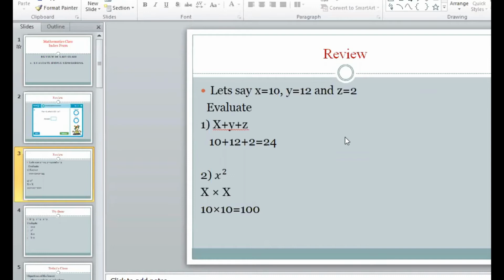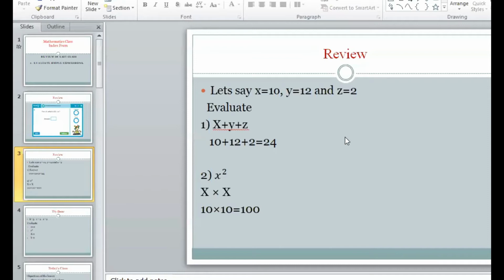So, for those of you who do not understand, I'm giving you X equal to 10, Y equal to 12, and Z equal to 2. And in this case, I ask you to evaluate X plus Y plus Z. So wherever you see X, you're putting 10. Wherever you see Y, you're putting 12. And wherever you see Z, you're putting 2. So you're adding all of them. When you add 10 plus 12 plus 2, you get 24.